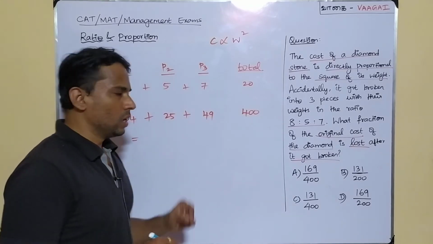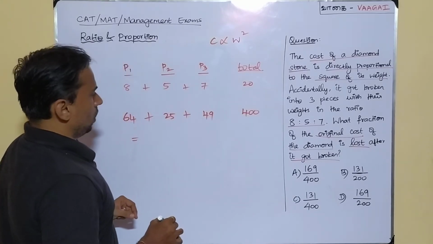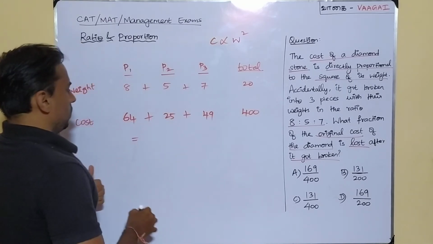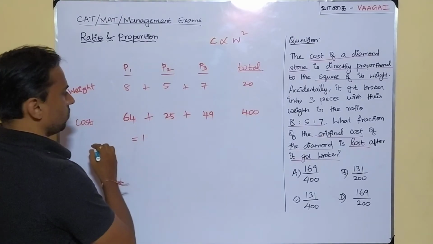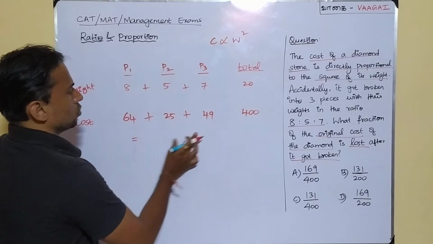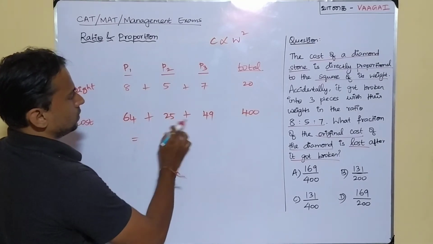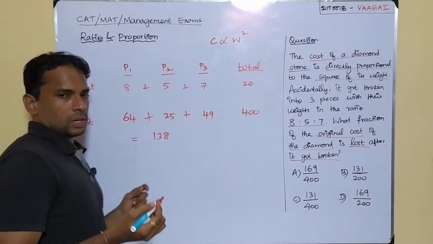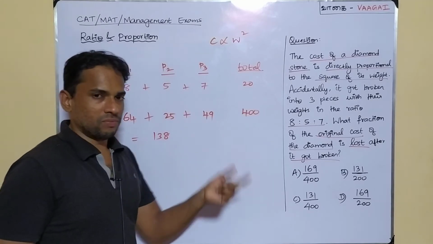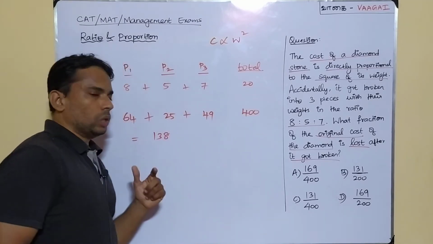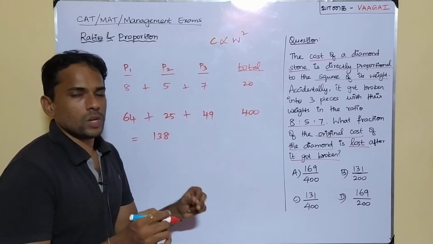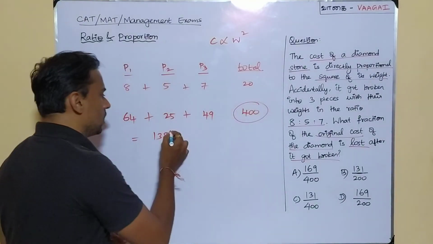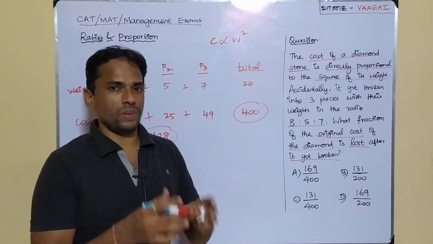What will this sum give? Better I will add it and see. So 64 plus 25 plus 49 is coming to be 138. So that means after it got broken into 3 pieces, now the total value is just 138 units. But before broken, how much was it? It was 400 units. So that means definitely after broken, this diamond is facing a loss only.